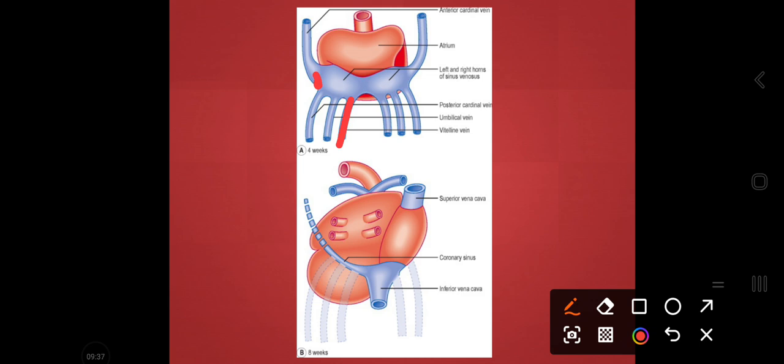Common cardinal vein receives the blood from anterior and posterior cardinal vein. This cardinal vein receives the poorly oxygenated blood from the body of the embryo. Umbilical vein carries the oxygenated blood from the placenta to the sinus.